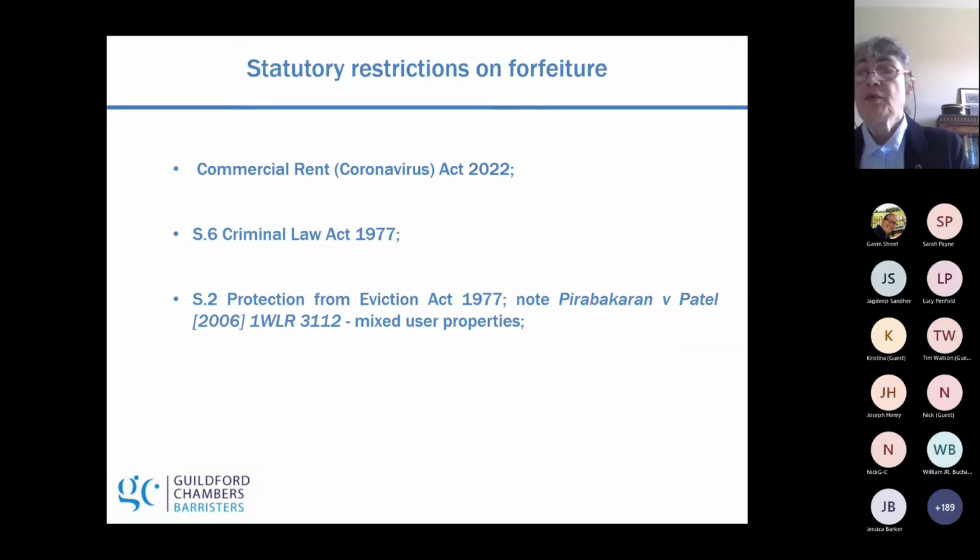Next, I would like to look at the restrictions on forfeiture which you need to have on your radar, which are likely to arise in the context of forfeiture for non-payment of rent. There are quite a few of them, but I'm only going to deal with 3 in any detail. Firstly, the Commercial Rent Coronavirus Act 2022.